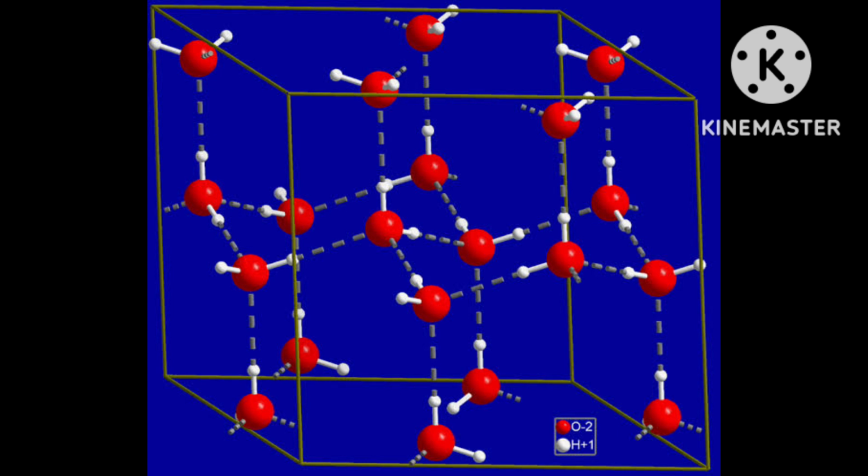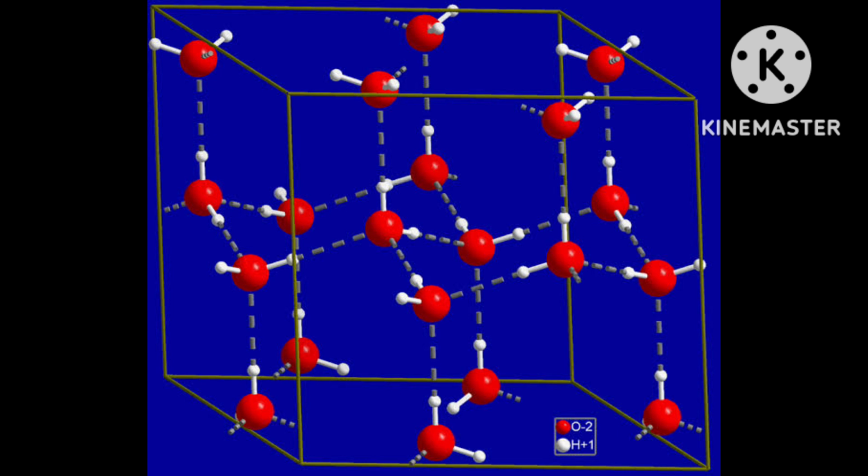The crystalline form of water is ice. Here it is important. At atmospheric pressure, ice crystallizes in the hexagonal form. This question is asked. It means ice has a hexagonal structure.